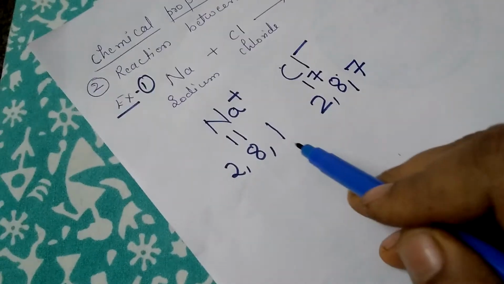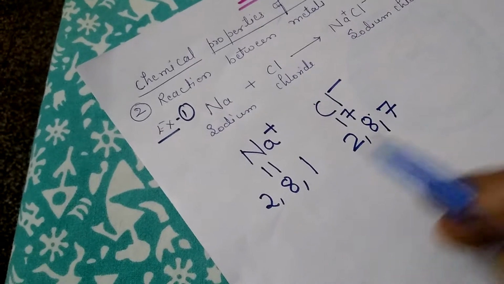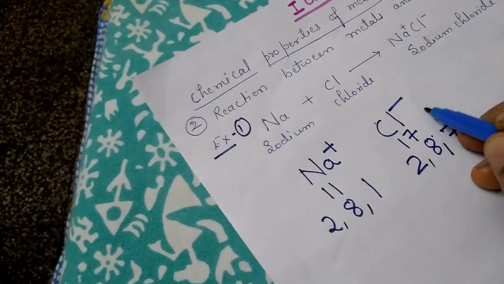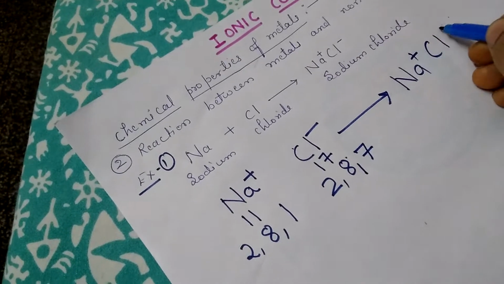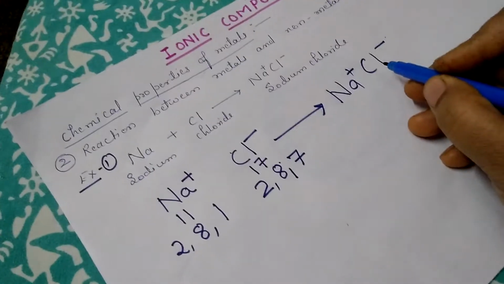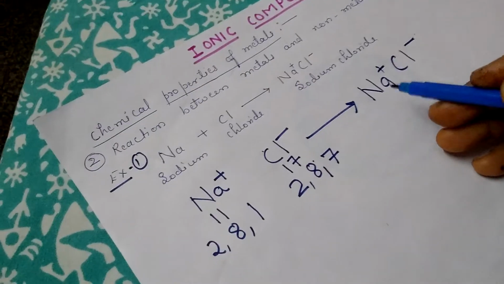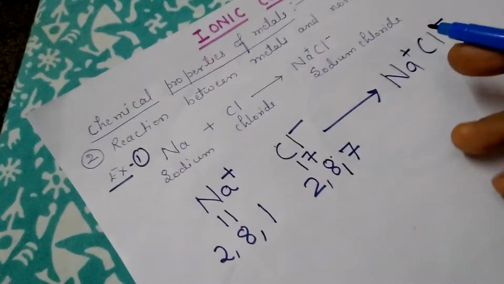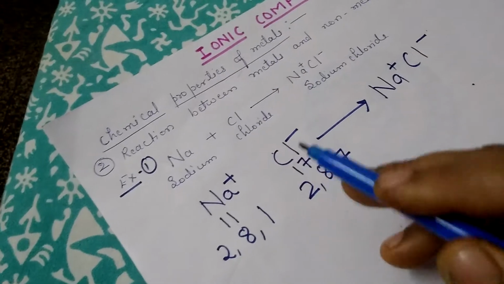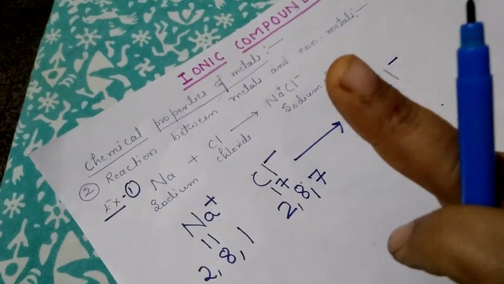Thus sodium will give this 1 electron and chlorine will take that 1 electron. In this way they will complete their last shell, the valence shell. In this way they form sodium chloride, that is Na plus Cl minus. When it is only Na, it is an element, but when it is a charged particle, with plus or minus, these are not elements now, these are ions. This is the sodium ion, this is the chloride ion, positive ion, negative ion. Because of the formation of ions, this compound is formed. That's why it is an ionic compound.